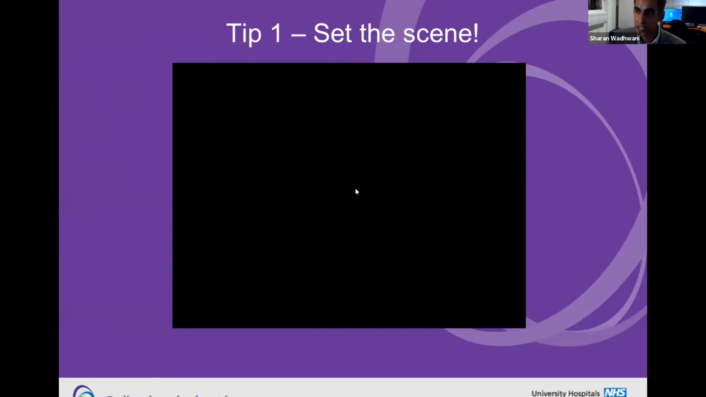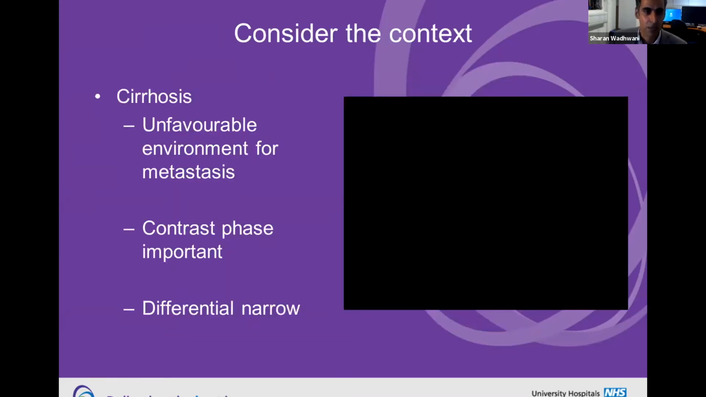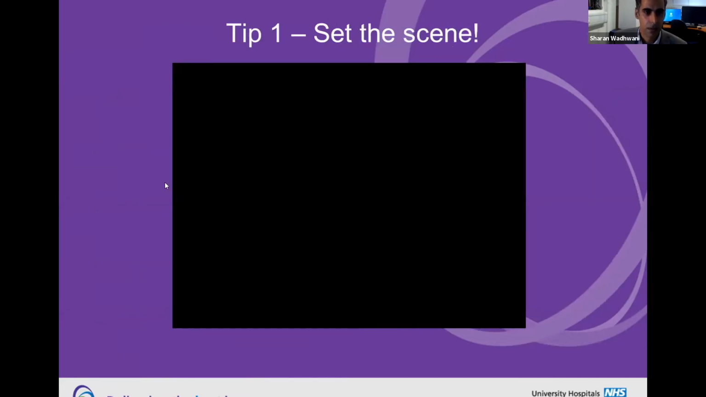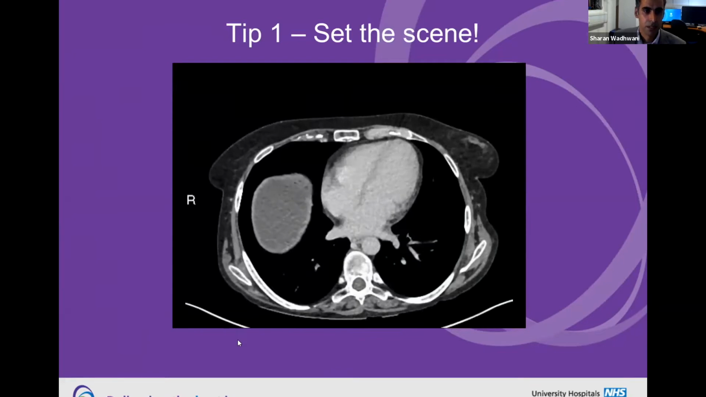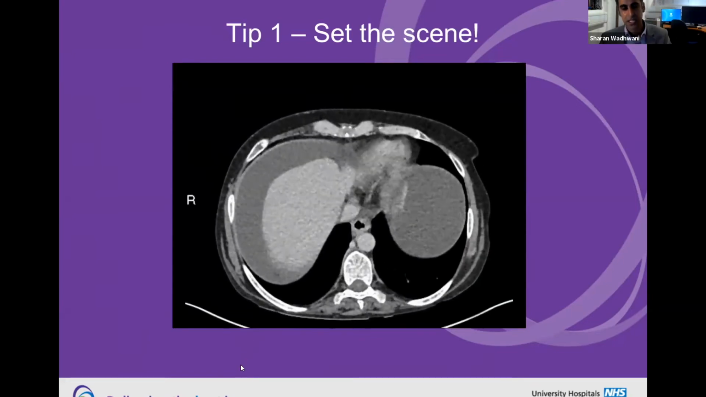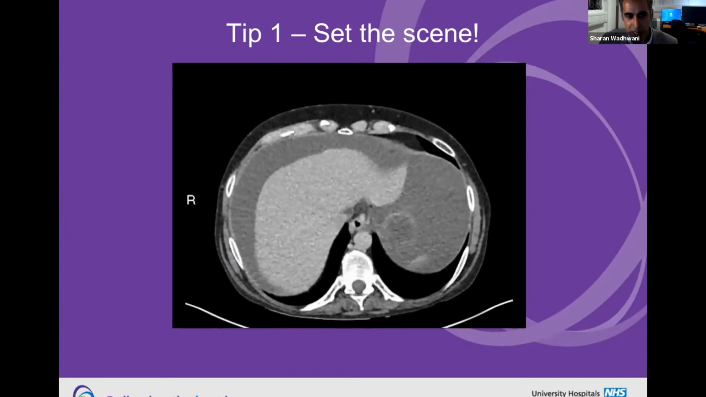The first thing I do when I look at a CT or an MR is set the scene and look at the background liver. What condition is it in? Hopefully you can all see this case of a CT. We're scrolling through from the top of the liver all the way down.